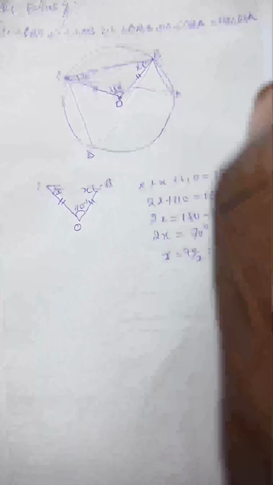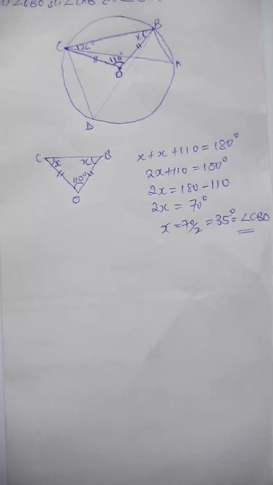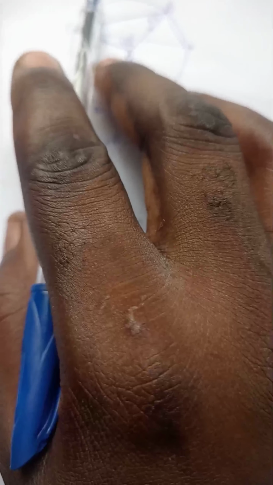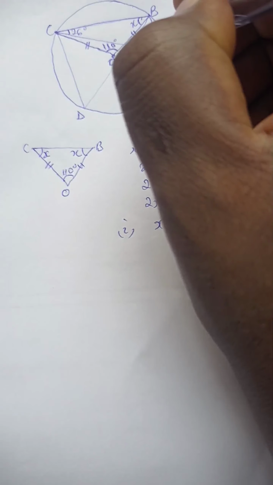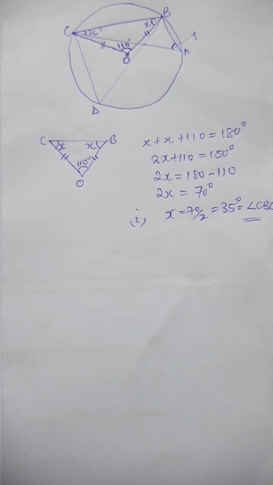Hence, we have gotten angle CBO, right? Look at it here. So this answer is gotten, and this is equal to angle CBO. So this is I. Now let's go to II. II says we should find angle CAB. That means we are looking for this angle. If I call this angle y, I have to find y.